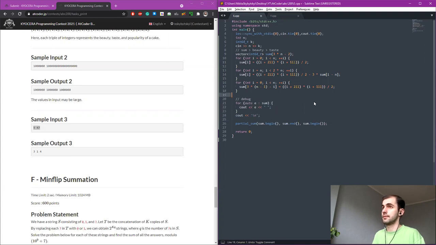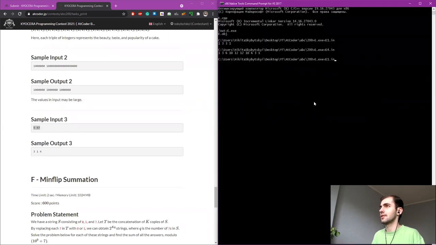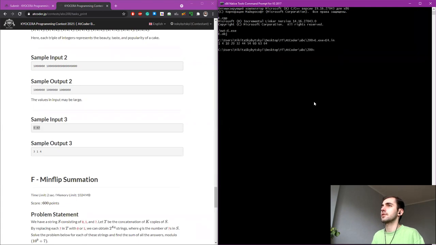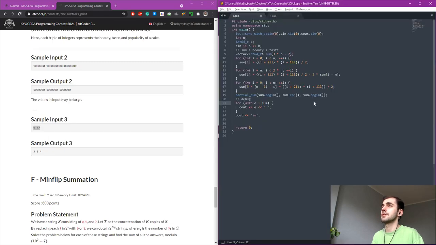Actually, we will need that debug very soon because I want to see what the prefix sums of that array are. 1, 4, 10, 20, 32, 4. Yeah, looks reasonable.